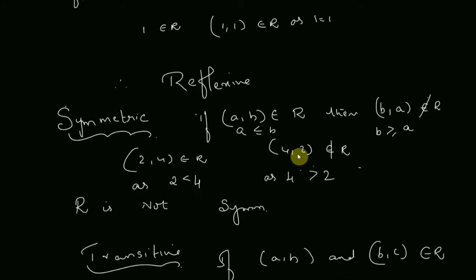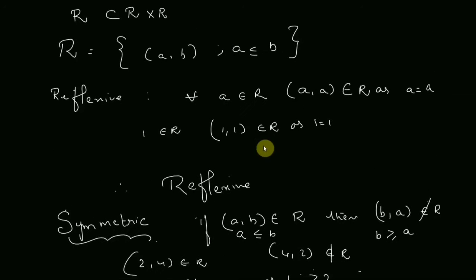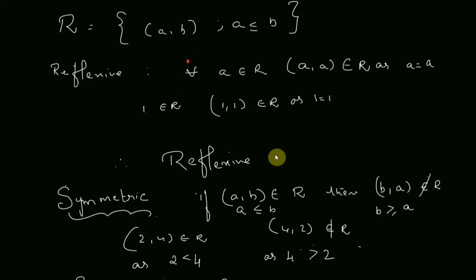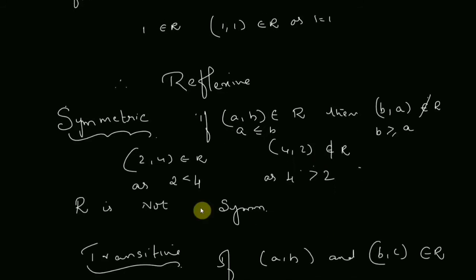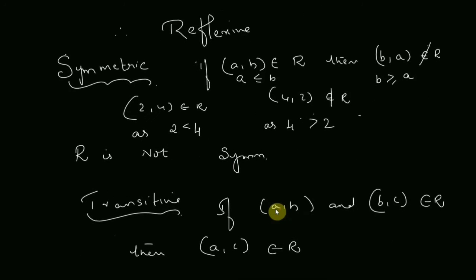Does (4, 2), the reverse of (2, 4), belong to R? No, because 4 is greater than 2. The condition is (a, b) with a less than or equal to b. Here the second element is smaller. So it is not symmetric. R is not symmetric.